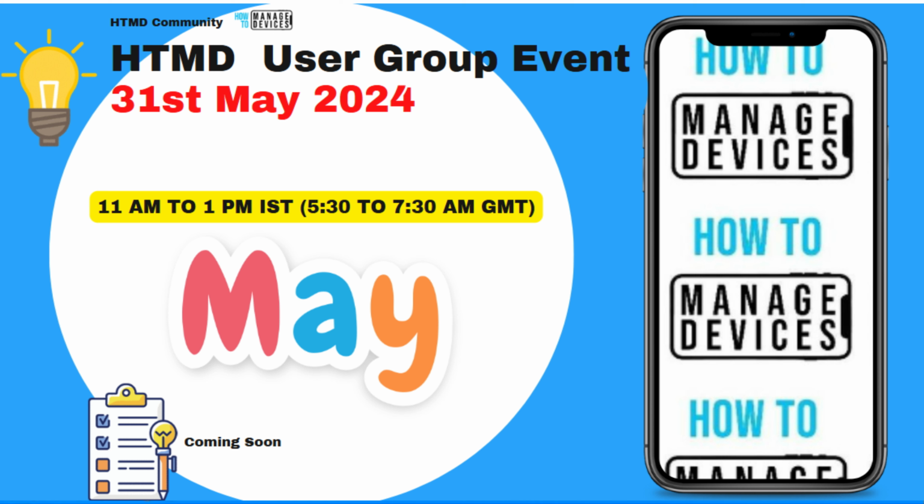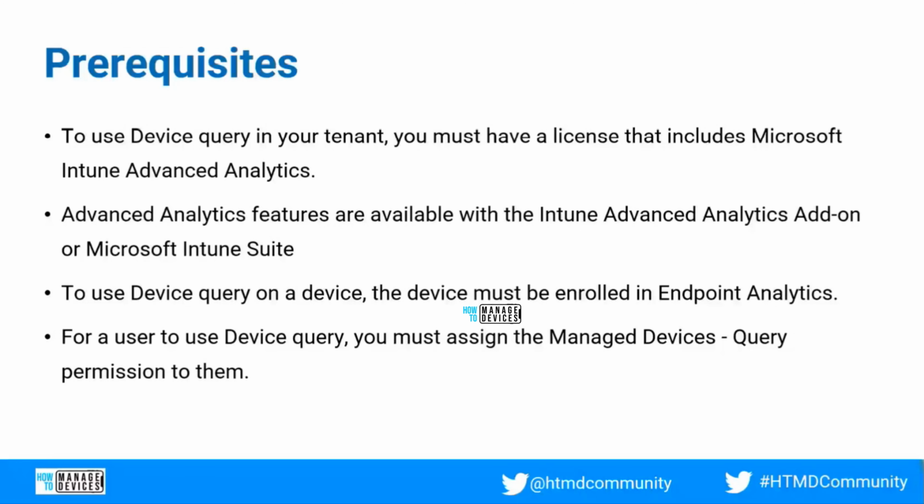To use the device query on a device, the device must be enrolled into endpoint analytics, not just Intune. So it doesn't mean that if you take a device that's been enrolled into Intune, that's enough. You have to enroll the device into endpoint analytics as well. I will show you where you can check that when I go to the demo. For a user to use device query, you must assign the managed device query permissions to them. Like I said, if you don't have enough permission, again you will not be able to work with the device query at all, right?